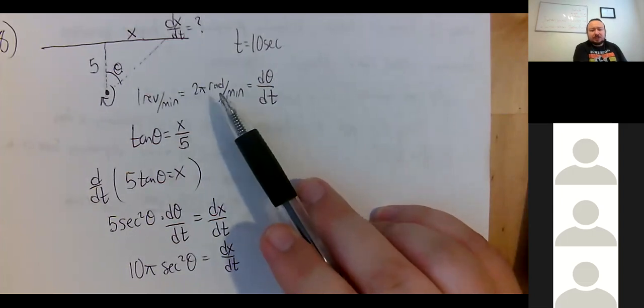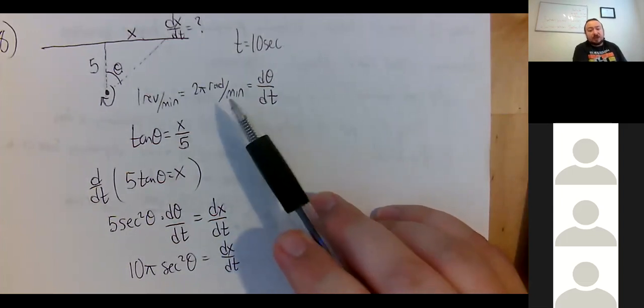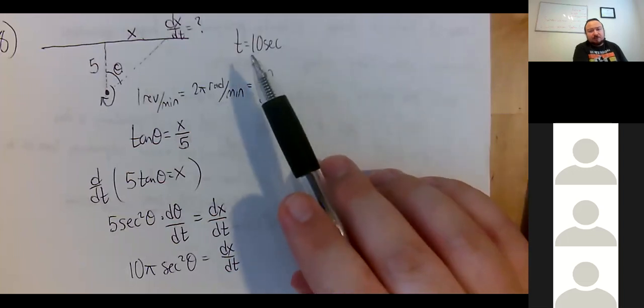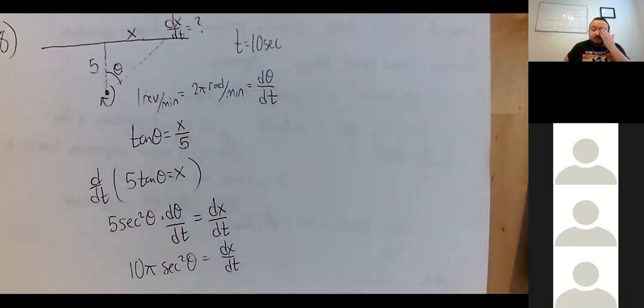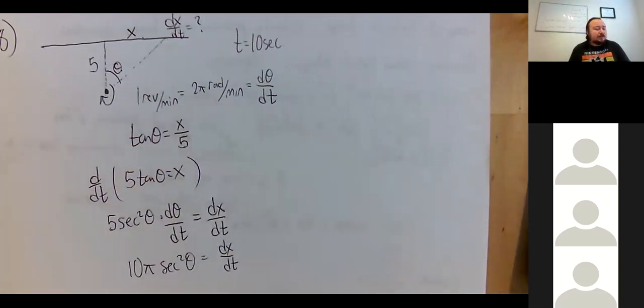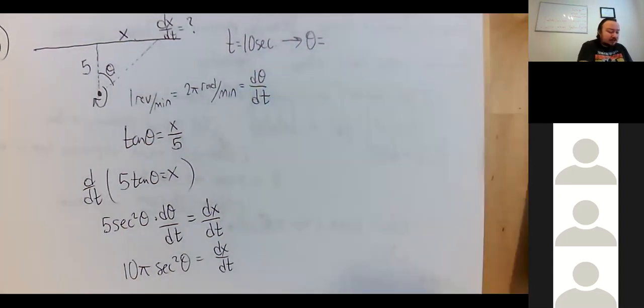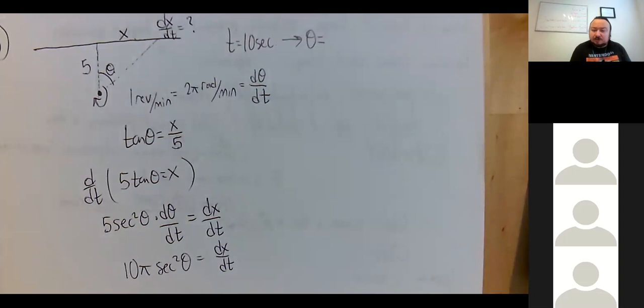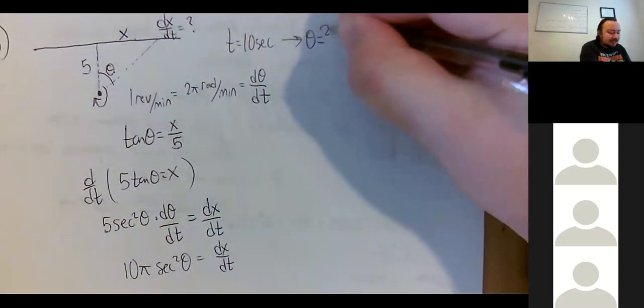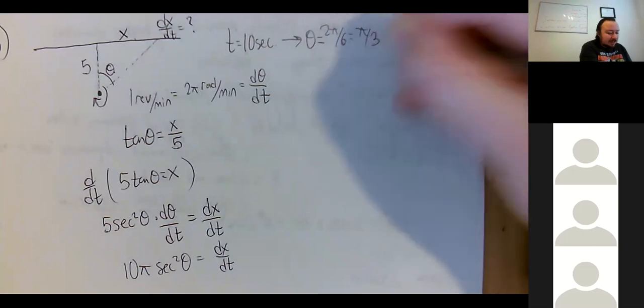Well, we know that this spins at 2 pi radians per minute, right? Now, if we go for 10 seconds, what fraction of a minute is that? 1/6. Yeah, it's going to be 1/6 of a minute. So if we go 2 pi radians per minute for 1/6 of a minute, what does that imply our theta will be for this problem? Would it be pi over 3? That's right. So we do 2 pi divided by 6, which is pi over 3.